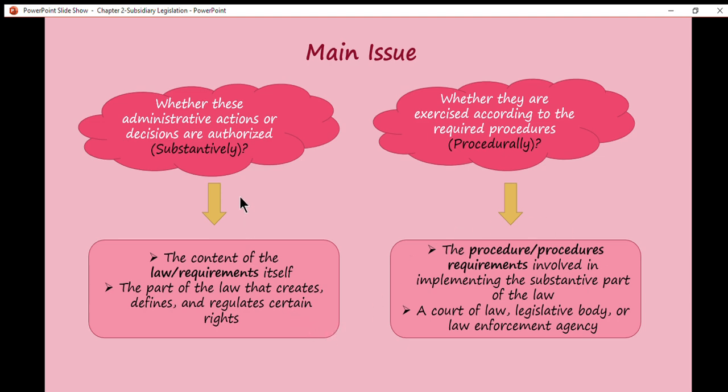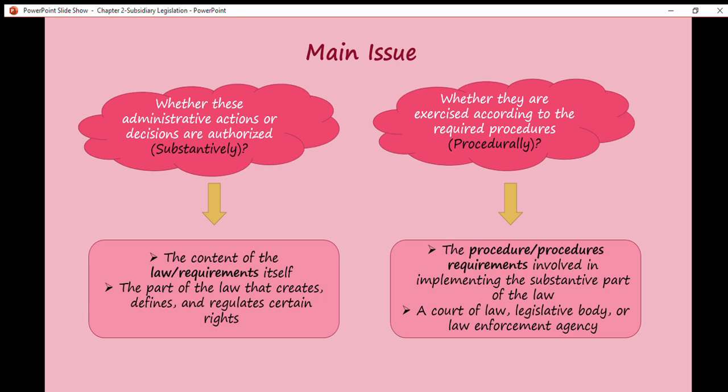Okay, next. Under the doctrine of ultra vires, there are two main issues that we need to discuss. First, in terms of substantive questions, or this is also known as part of substantive law. The question is whether these administrative actions or decisions are authorized, whether they have performed the actions, whether they have made the decisions according to the law. This is the substantive one.